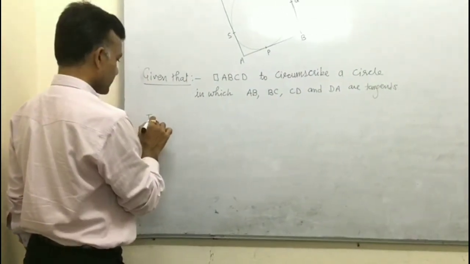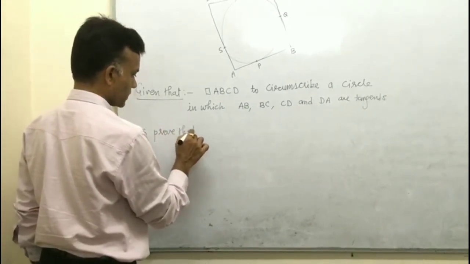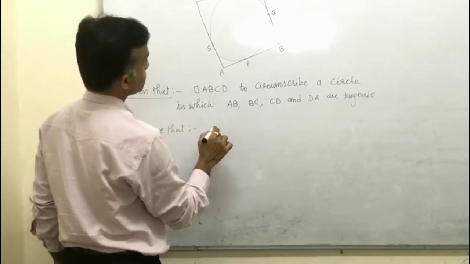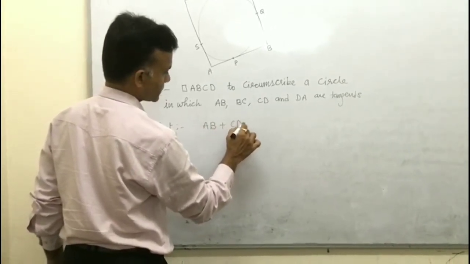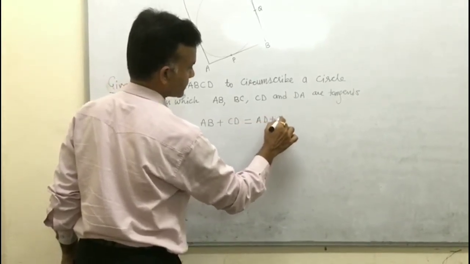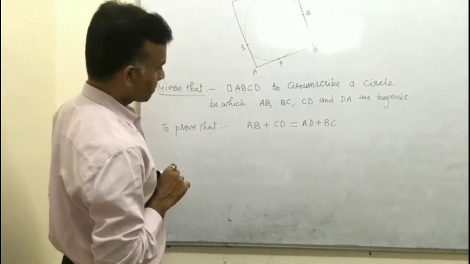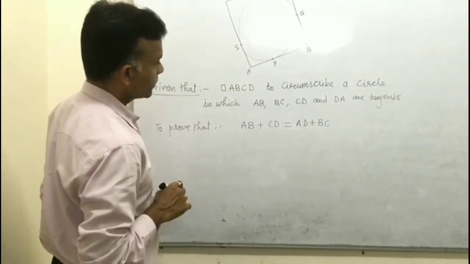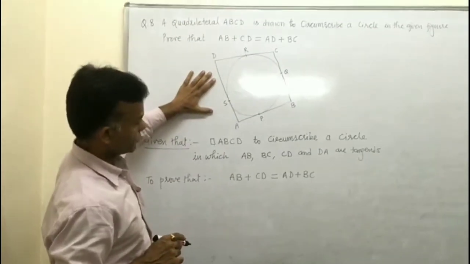To prove: AB plus CD equals AD plus BC. There is no requirement of construction here, so we directly show the proof.